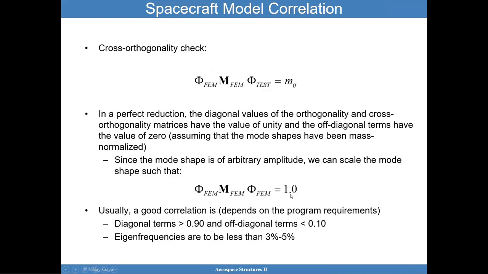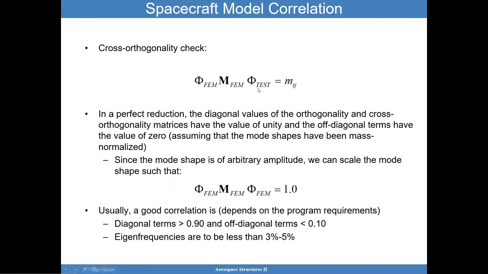So the cross orthogonality check, again, is looking at the mode shapes from the finite element model. You have the mass matrix from the finite element model. You multiply by the mode shapes from the test, and that will give you a diagonal mass matrix. In a perfect reduction, the diagonal values of the orthogonalization and cross orthogonalization have the value of unity. So you have to have a 1.0 there if phi test is phi FEM. This better be a 1. And that means that the mode shapes in this case have been mass normalized.